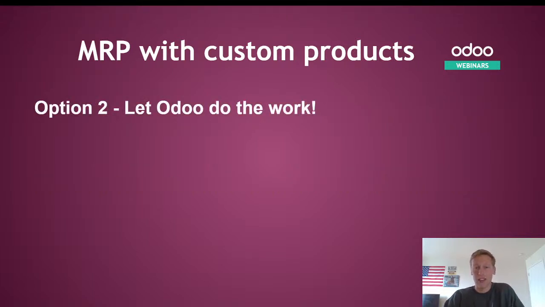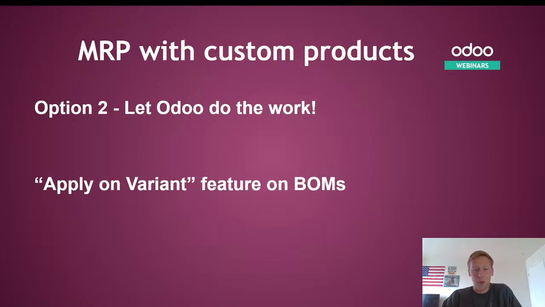Because option two, let Odoo do the work. We will use the apply on variants feature on bills of materials. It will allow us to have one single bill of material for a product that will be so flexible that we don't have to create thousands and thousands of different BOMs for all the possible combinations and variants of that product. We will only have one BOM that will be so flexible that Odoo will create a new bill of material for every possible combination every time there's a sales order for that.